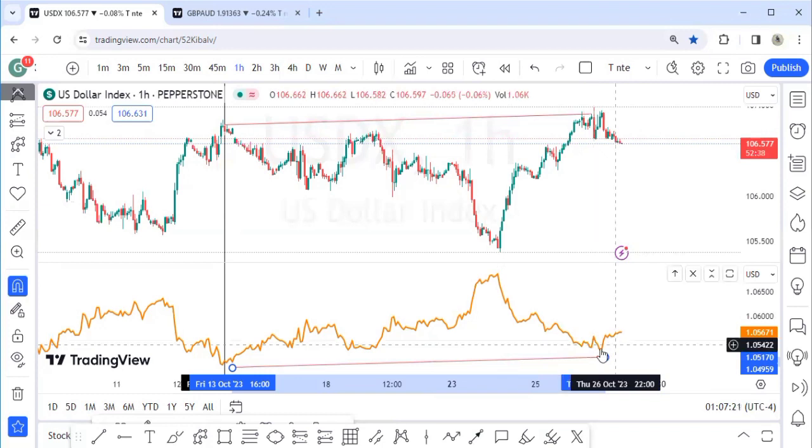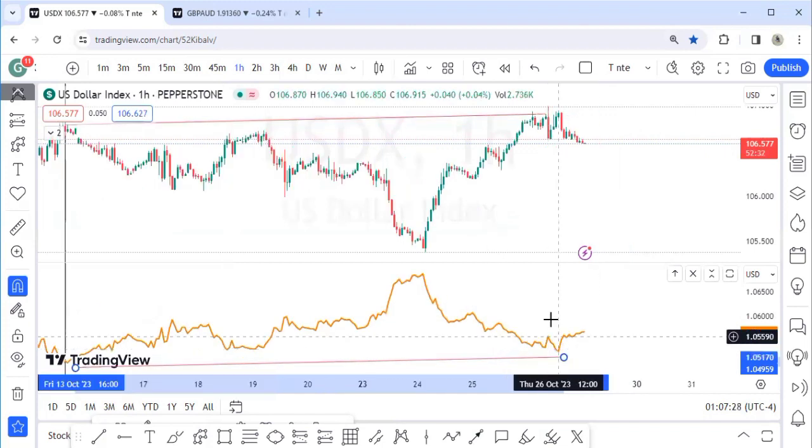So we have to wait. What do you do next? Wait for a structural confirmation, a break of structure, and I can see it forming already. I can see a break of structure already. So wait for a break of structure and then look for bullish opportunities on the EU, right?